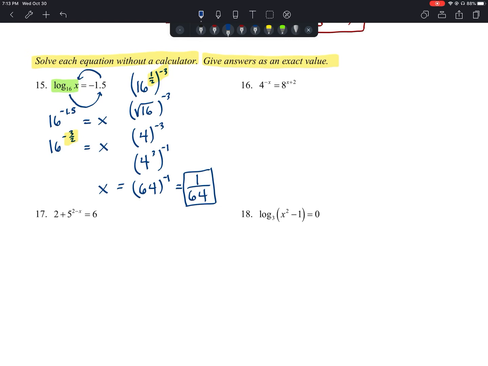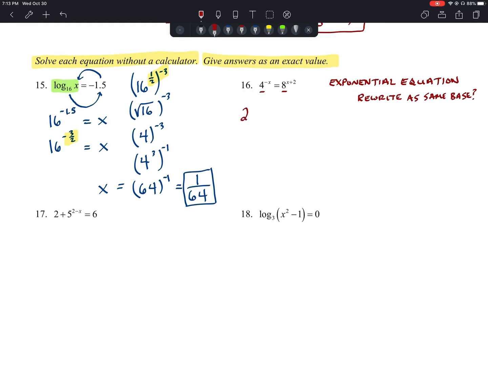All right, let's look at 16. Number 16, we have 4 to the power of negative x equals 8 to the power of x plus 2. So this one is an exponential. And when we've got an exponential equation, remember one thing we want to check: can we rewrite as the same base? So in this case, we can. 4 and 8 both can be rewritten as 2 to a power.